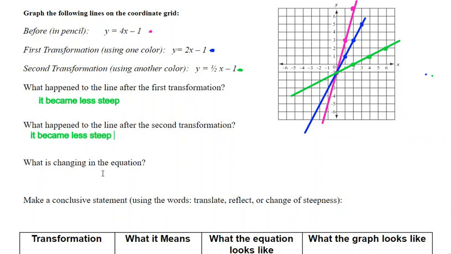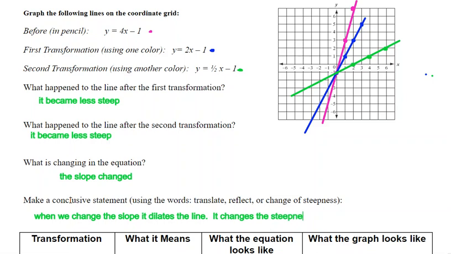So what's changing in the equation? Well, the y-intercept was the same for all these. The only thing that changed was the slope. The slope changed. So when we change the slope, it dilates the line. Another way of saying dilate is it changes the steepness of the line. Okay? It changes the steepness of the line.